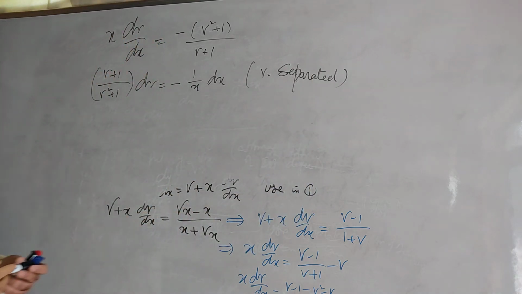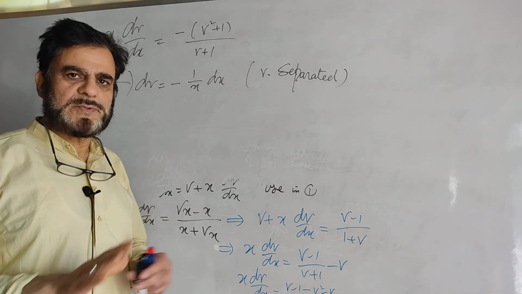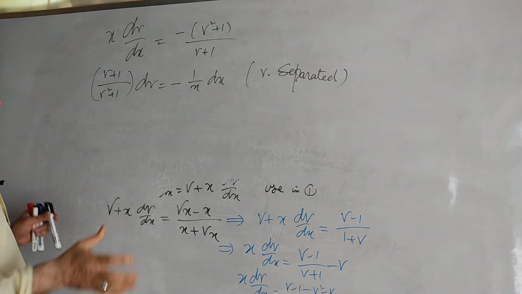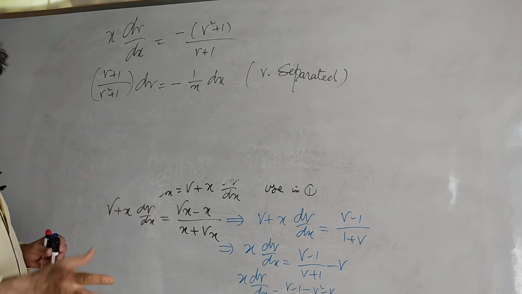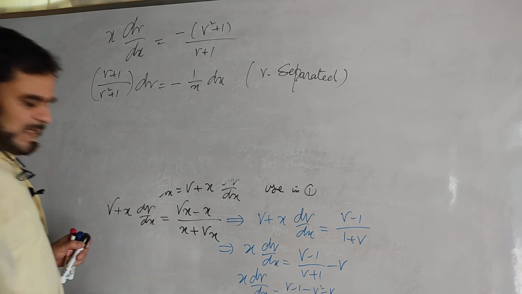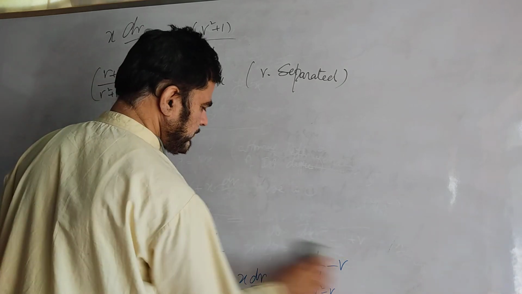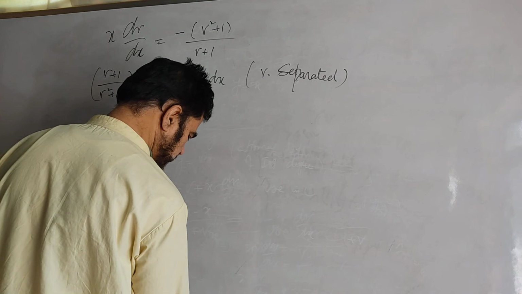Variables got separated. Do you follow me? This is how it was a homogeneous. We put y is equal to vx, and then by suitable substitution, this involves only v and x. We could separate v terms with dv and x terms with dx, so it is variable separable. Let us see how we solve it.